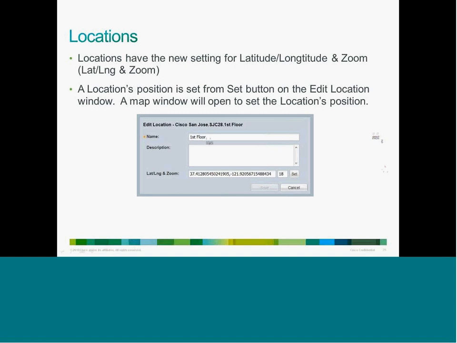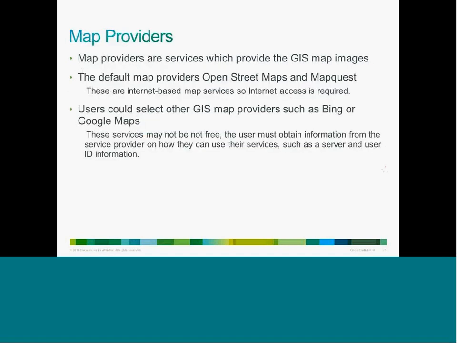We were able to add locations in VSM 7.2.4. Name, description. Now we have the ability to set latitude, longitude, and the zoom parameters so that when you open it up, it centers to that location. And I will run through a demo of how this is done in a short while.